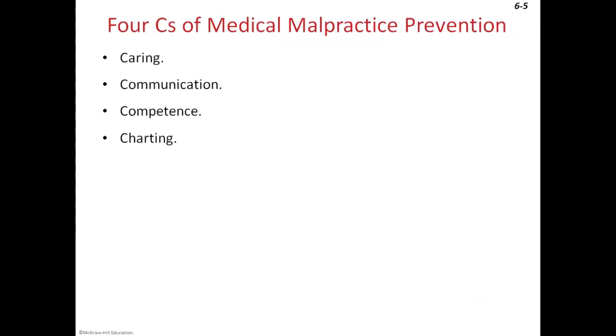Here's a list of the 4 C's of medical malpractice prevention: caring, communication, competence, and charting. Caring. There are 2 major benefits in showing your patient your care. First, their medical condition is more likely to improve. And second, there's less likelihood that they'll need to sue if treatment doesn't have the results they are expecting, or if adverse events occur. Of course, you want to be sure to be sincere in this caring, because insincerity is going to make patients less likely to trust you.